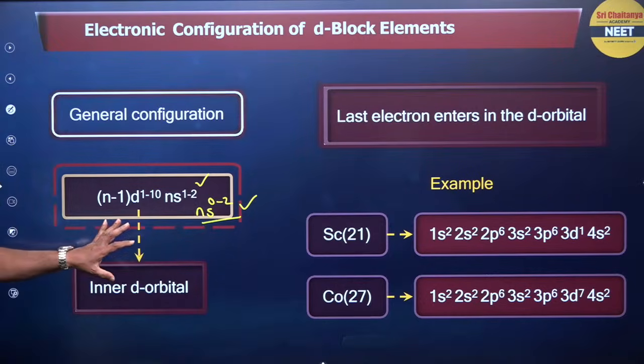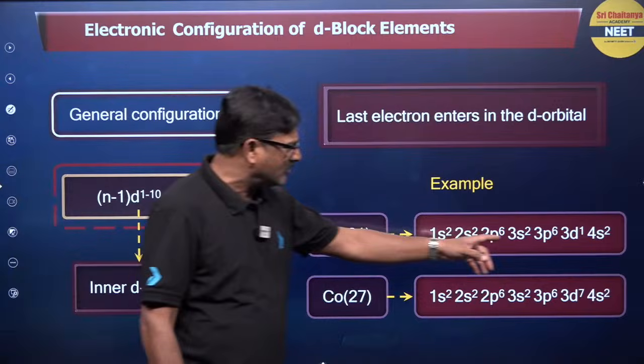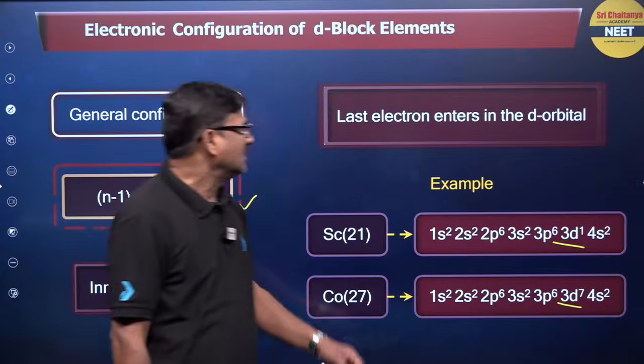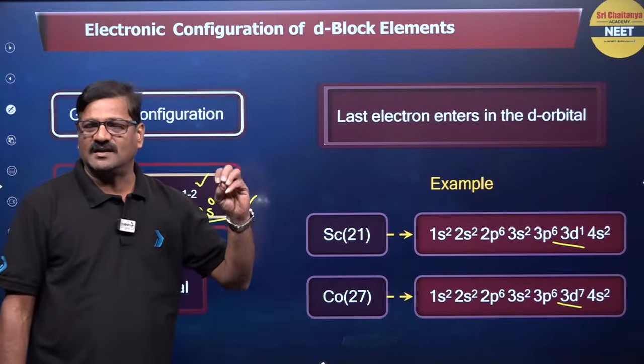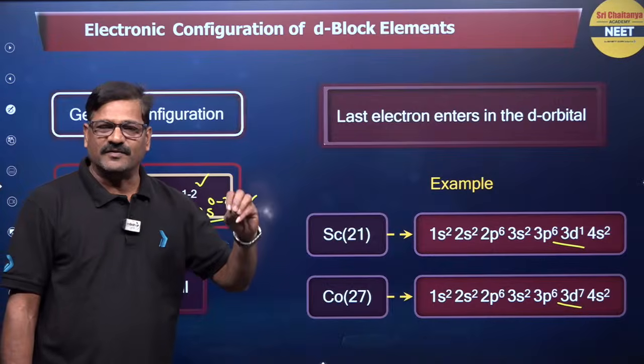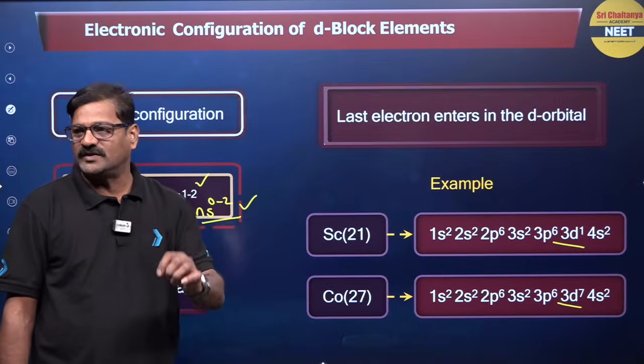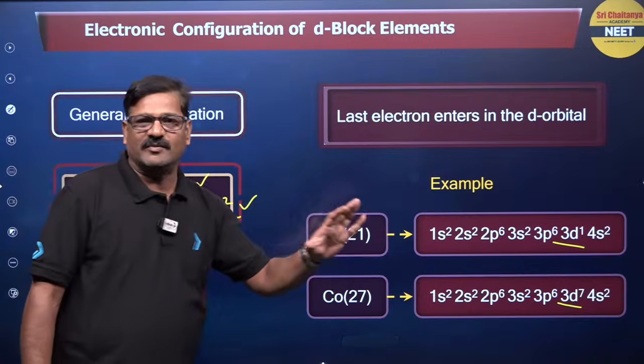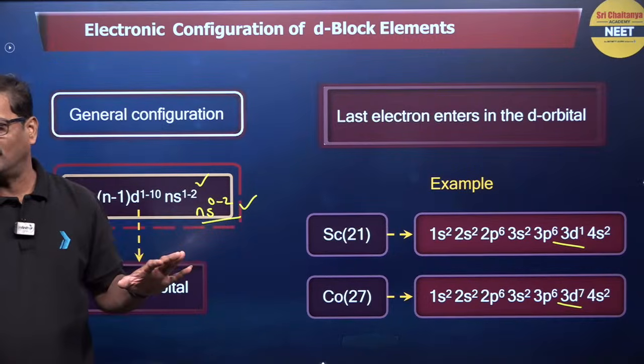So in the inner d orbital, scandium has d1 configuration and cobalt has d7 configuration. So the last electron, which is called the differentiating electron, enters into the d orbitals, so that this d orbital element can be a transition element.